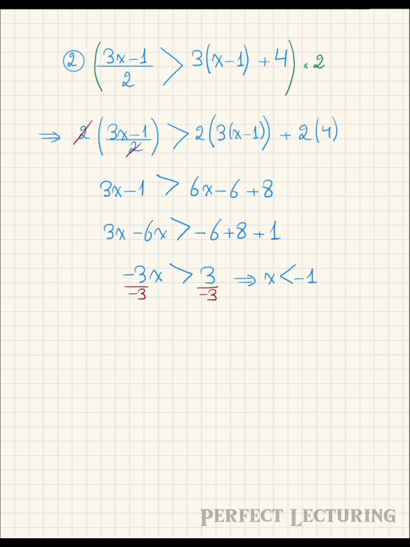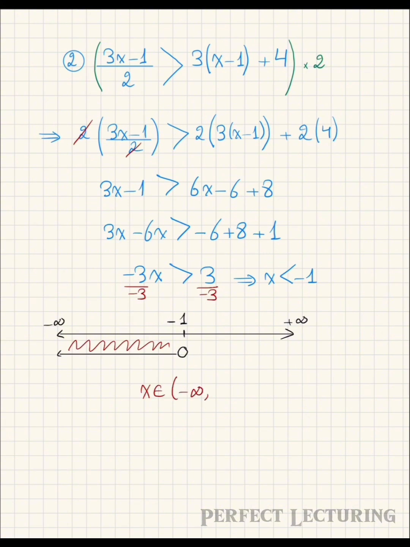What is left? We have to represent the solution on the real number line, then write the solution interval. Now x is less than negative 1, so there is no equal sign, which means I have to add an empty circle at negative 1. And x is less than negative 1, which means if we add a dash, it looks like an arrow pointing to the left. So that is the solution region, and therefore x belongs to the open interval from negative infinity to negative 1.